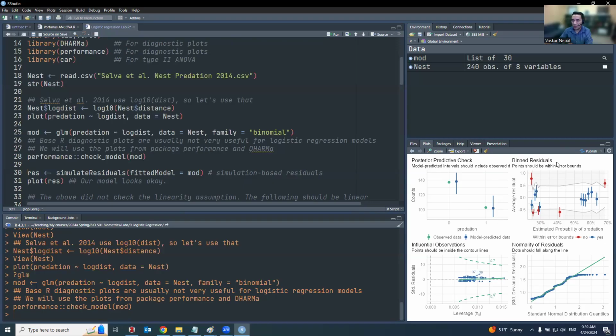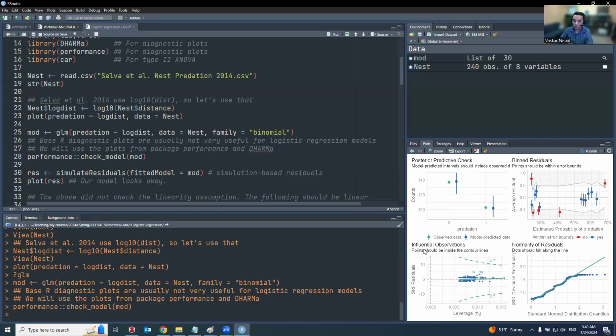The second plot is about bin residuals, where the points should be within this gray error bound. And in our case, most of the points are within the error bounds, but there are definitely a few points that are outside. So yeah, maybe those are not represented very well. There are some data points that are not represented very well, and we will see what those are.